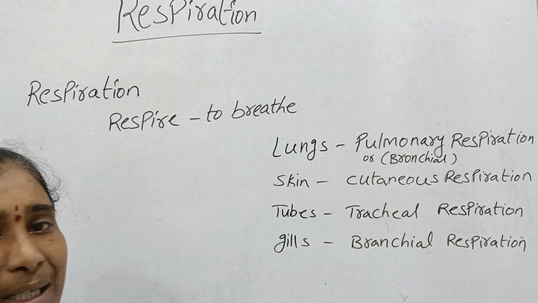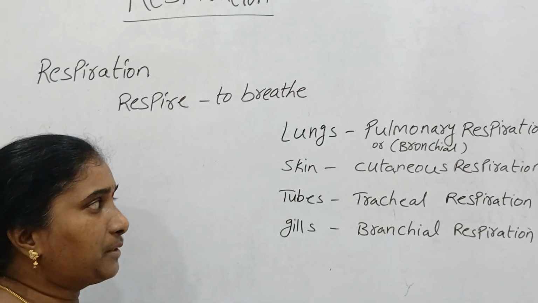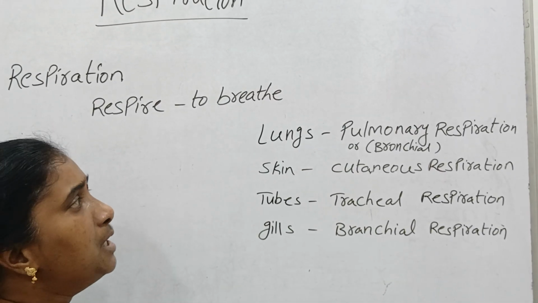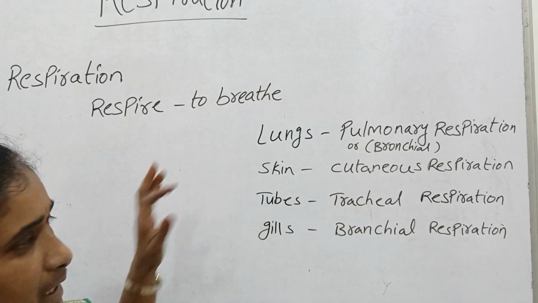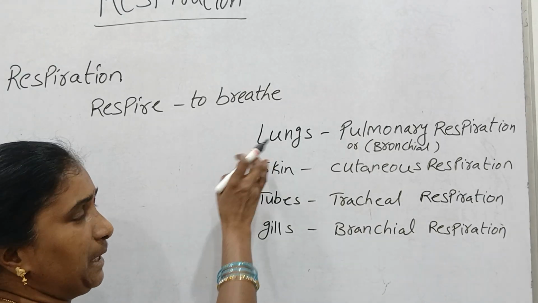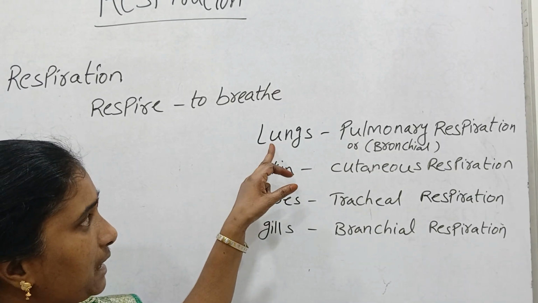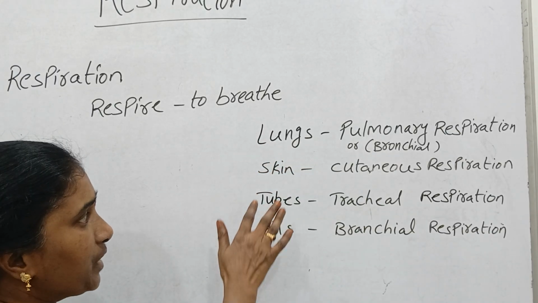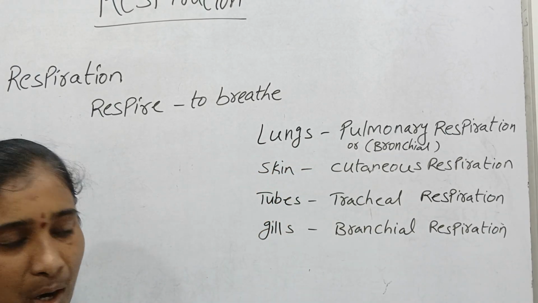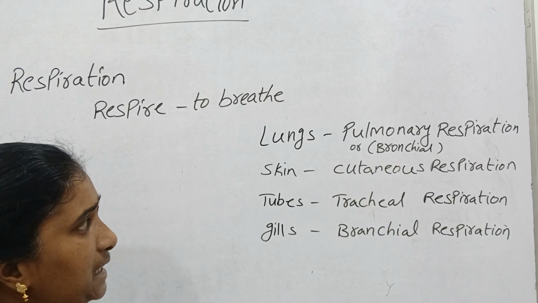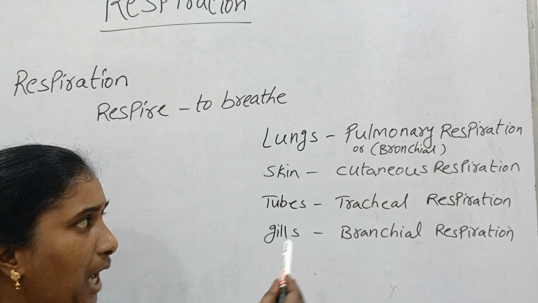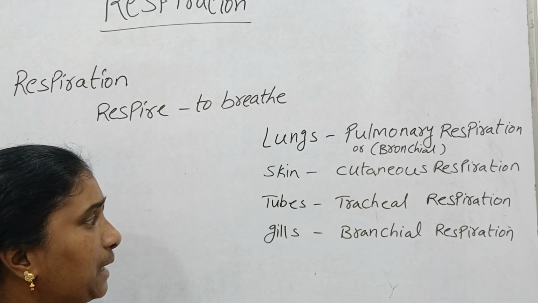So depending on the availability of water and body structure, different organisms have different respiratory organs. Terrestrial organisms almost all have lungs as respiratory organs. Respiration through lungs is called pulmonary respiration. Some organisms respire with the help of moist skin, which is called cutaneous respiration. Examples are earthworms and frogs.